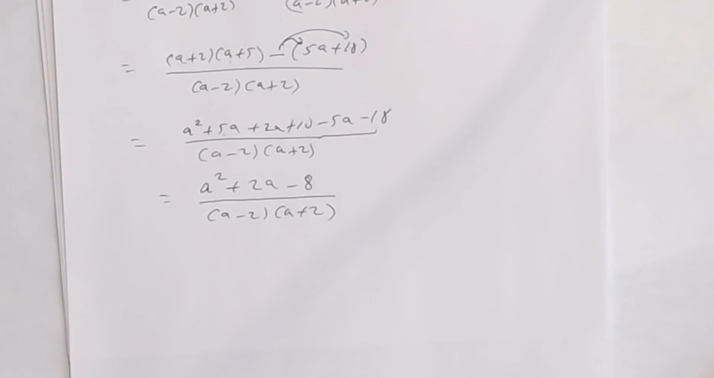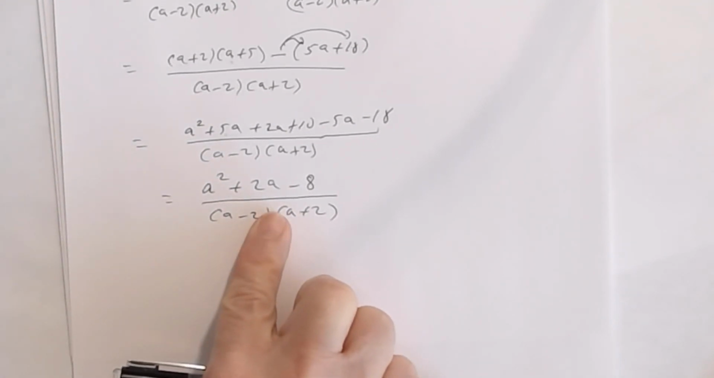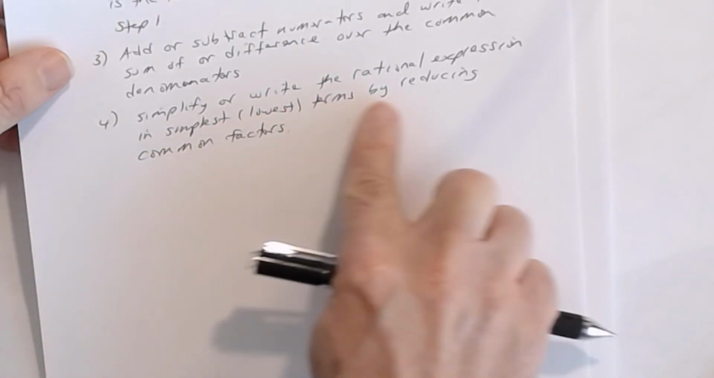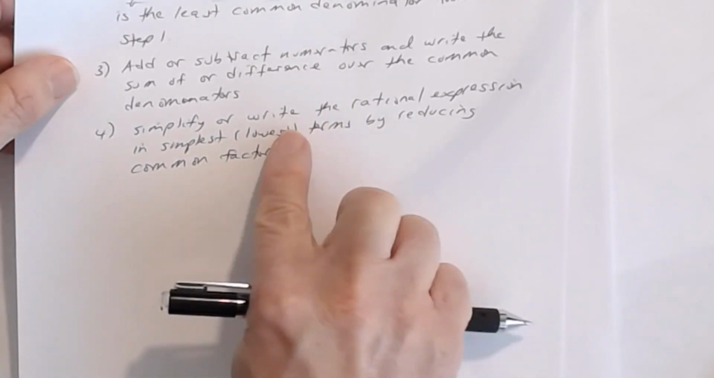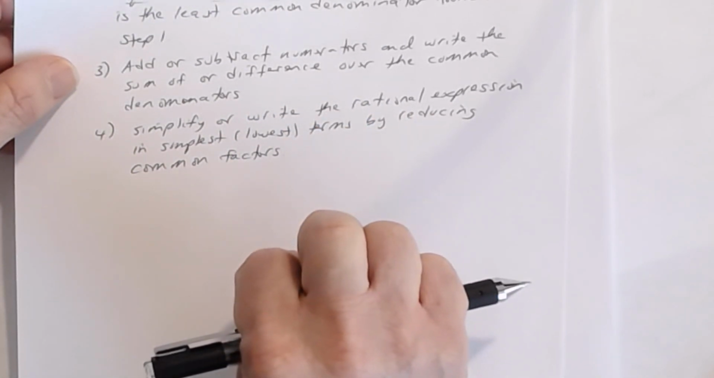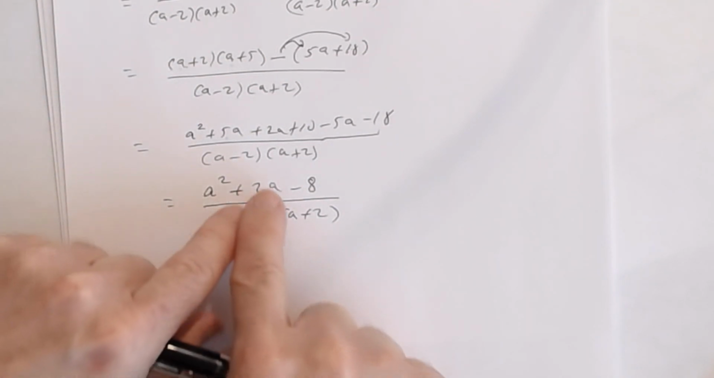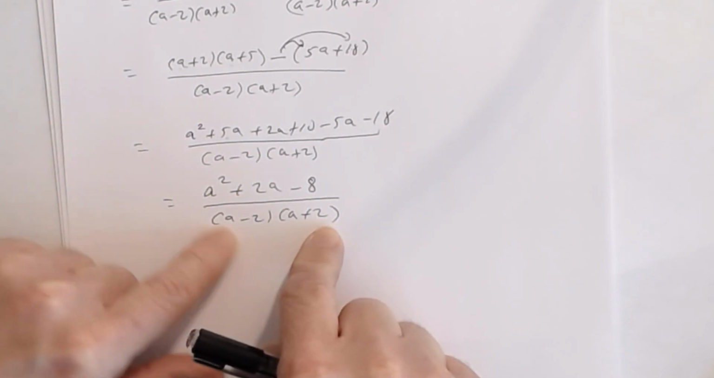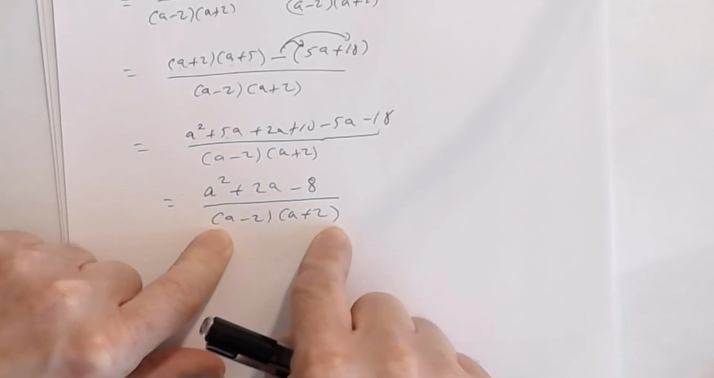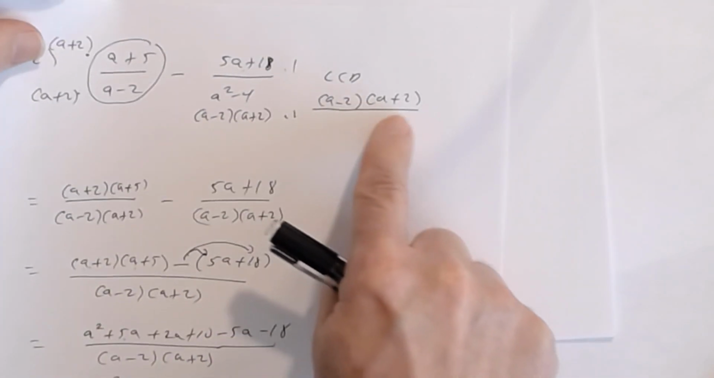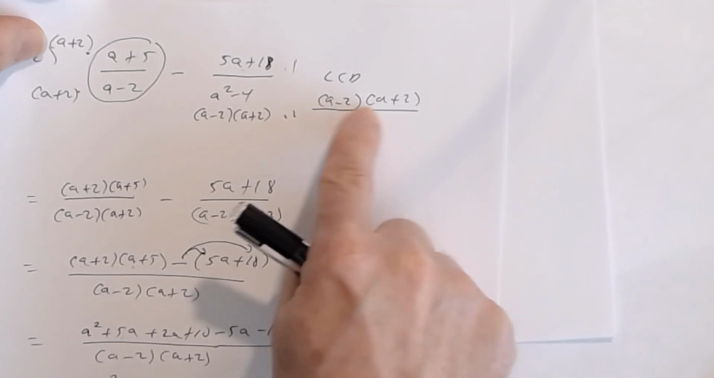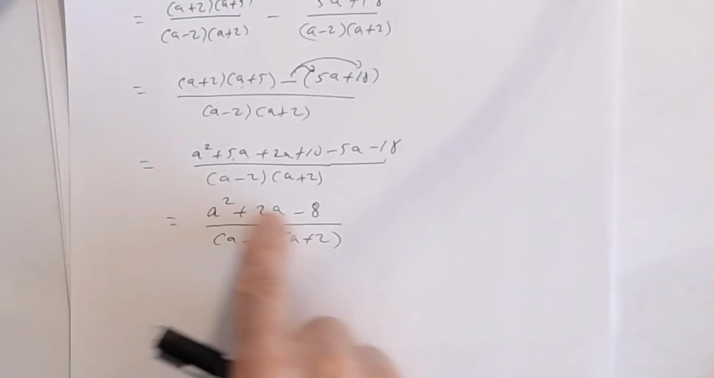Now remember, once you get to that point, you have to simplify this rational expression in lowest terms. And to do that, remember that was a couple of weeks ago, you got to factor the numerator and the denominator. Well, remember the denominator is always going to already be factored because that's your LCD. Your LCD is a product of factors. You just have to factor the numerator.